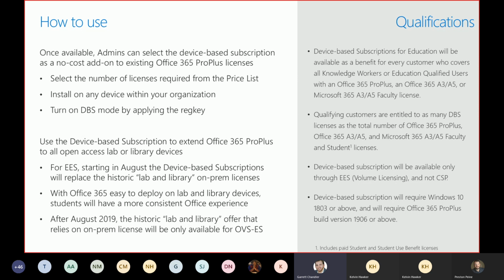Okay, so I mentioned a couple things about the reg key being applied. I was talking to the product group a little bit earlier today and got confirmation that we will be able to set that reg key directly with the configuration.xml that we are familiar with deploying with the ODT. So that will be exposed in the UI soon. It may not be available immediately upon the release of DBS, but we will highlight all of that information when we fully announce this.